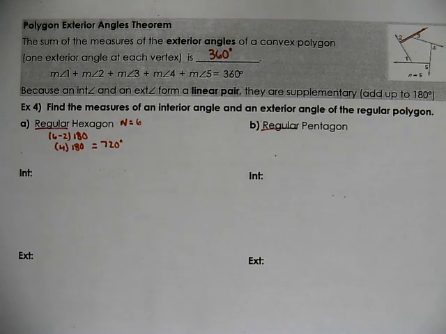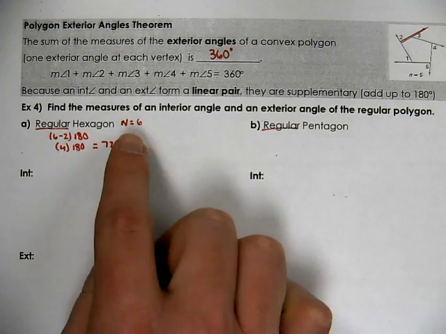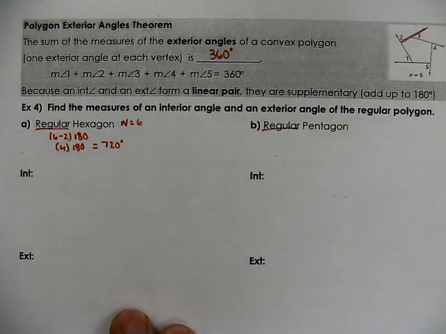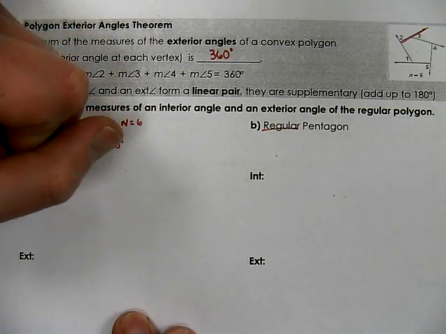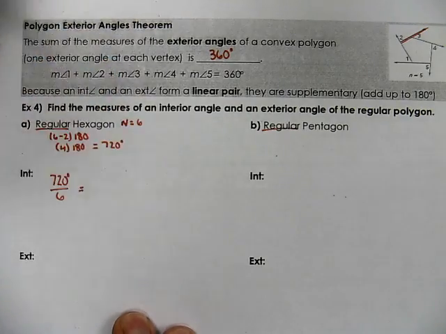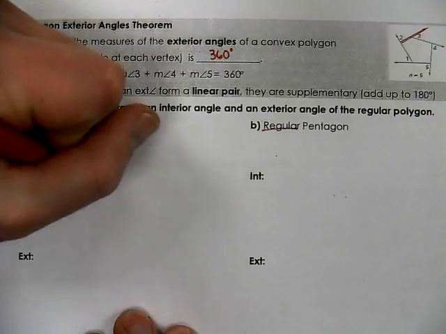Now, since it's a regular hexagon, everything is going to be the same. So if I take this 720 and divide it by the 6 different angles inside, that tells me the measure of each of those angles. So we take 720 and divide it by 6, and each of the interior angles ends up being 120 degrees.